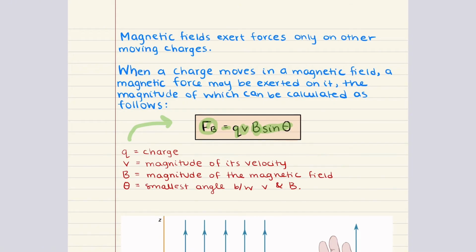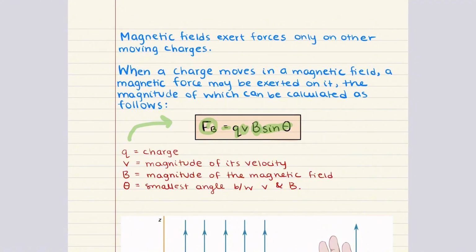On the other hand, if the particle moves parallel to the magnetic field, then theta is equal to 0, and sine 0 is equal to 0, so that means the force will also be 0. Now, to determine the direction here, we're going to use another form of the right-hand rule.